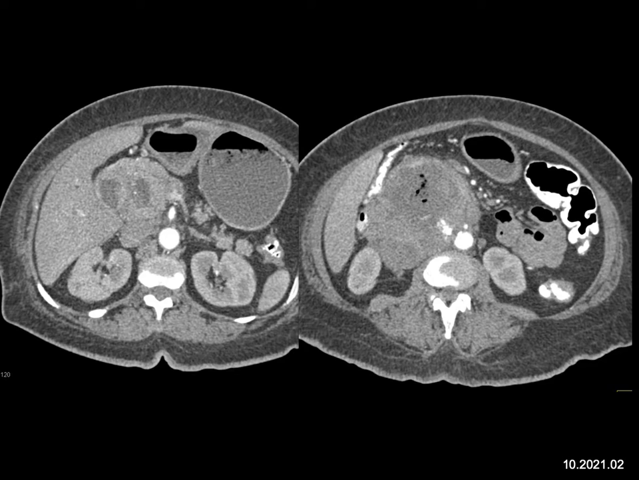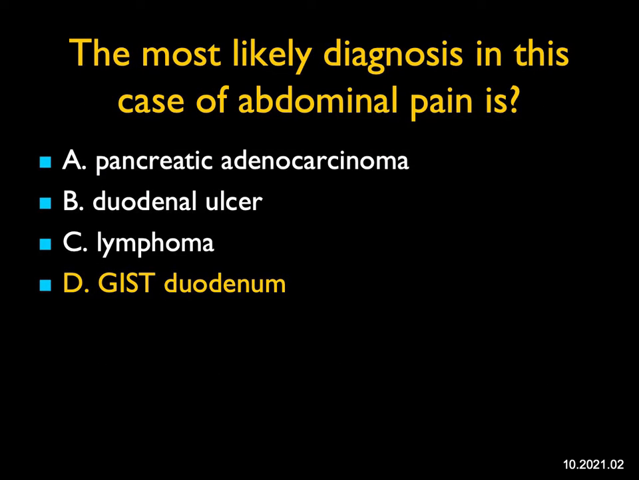It could be lymphoma, though lymphoma is more homogeneous. The duodenum is not a bad place for lymphoma, but it is most commonly in the terminal ileum. The tumor that classically occurs that's large, that ulcerates, and that simulates a pancreatic mass is a GIST tumor. And this indeed was a GIST tumor of the duodenum.